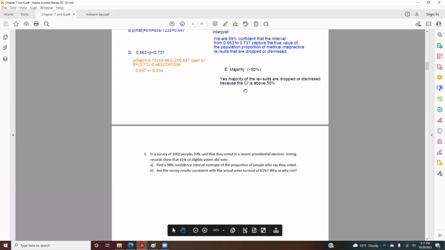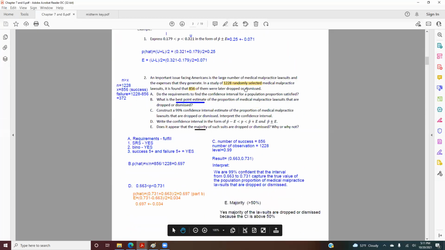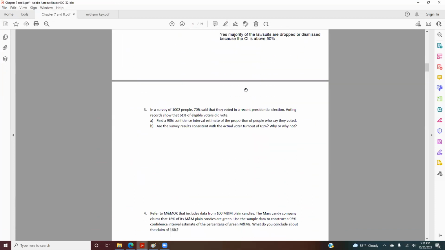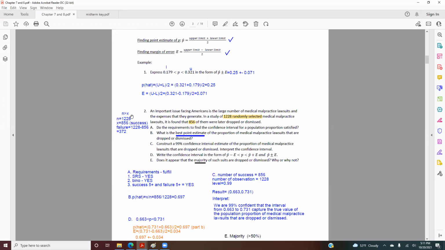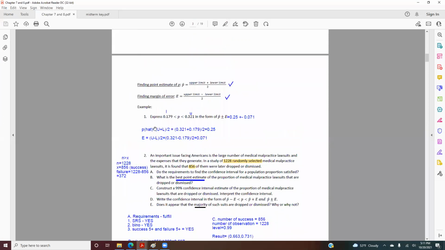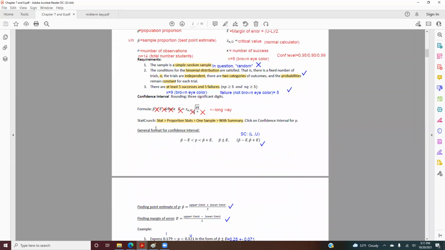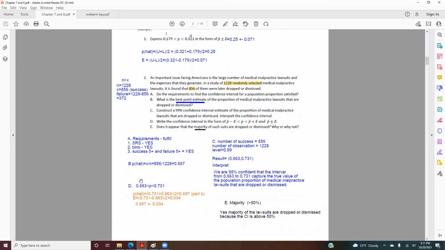So I want you guys, this is chapter 7.1. I want you to continue working on this 7.1. Do not forget to read the question really carefully and figure out what you need. First thing for this section 7.1, you need to go to Stat, Proportion Stats, One Sample with Summary, and you need to know what your X is. X in this case is the number of successes. N in this case is the number of observations.